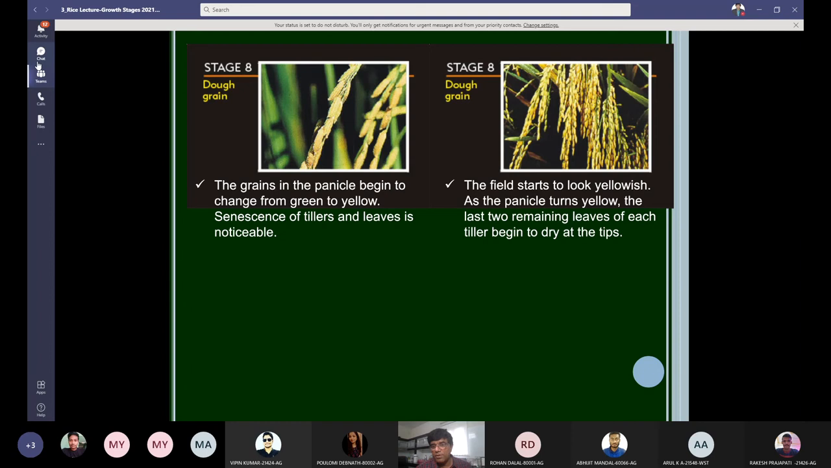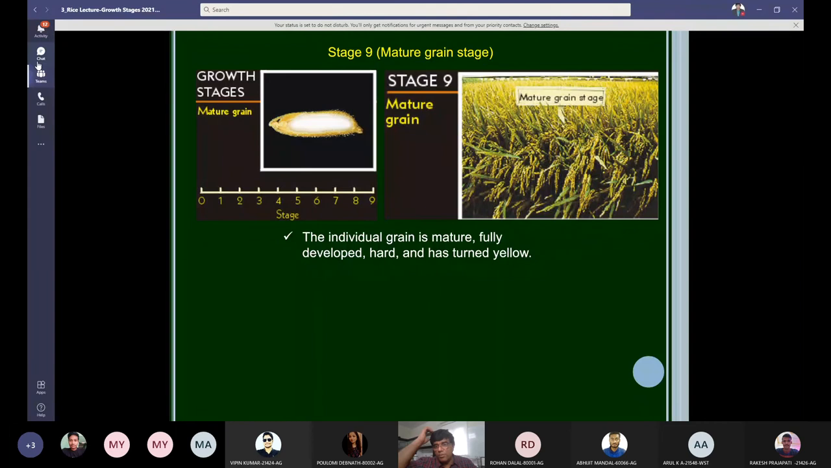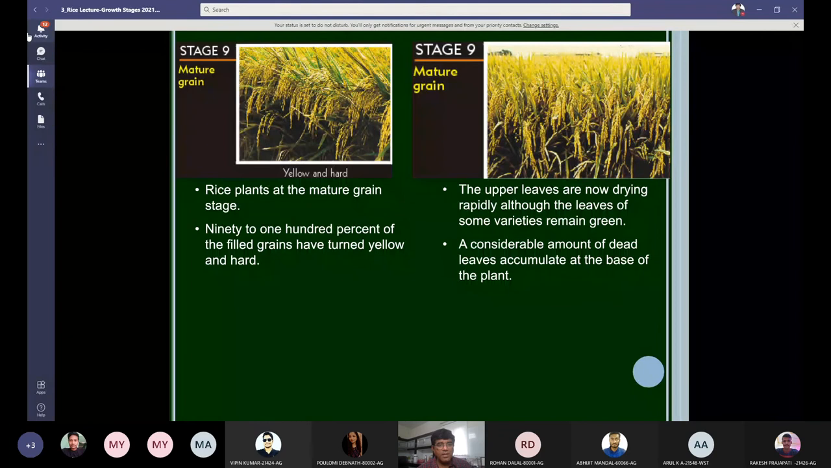Now you see the mature grain stage. You can see the picture. The crop looks like this at the mature grain stage. The individual grain is mature, fully developed, hard, and thus turned yellow. So at the mature grain stage, you can see it is fully mature. You understand? So 90 to 100% of the field grains have turned yellow and hard. The upper leaves are now drying rapidly, meaning almost all the leaves are drying at this stage. A considerable amount of dead leaves accumulates at the base of the plant. The leaves start drooping, and they turn brown in color.